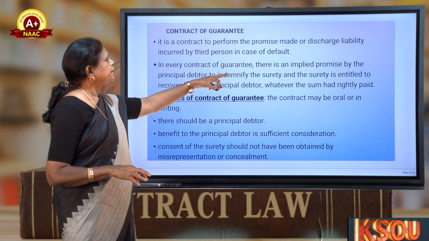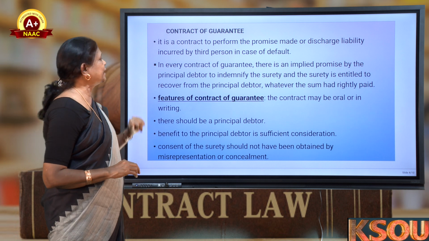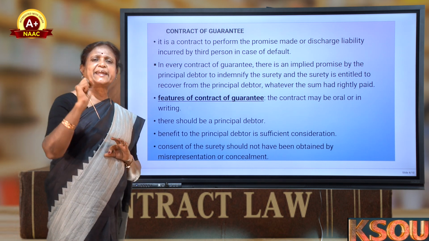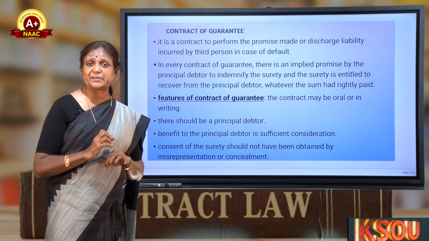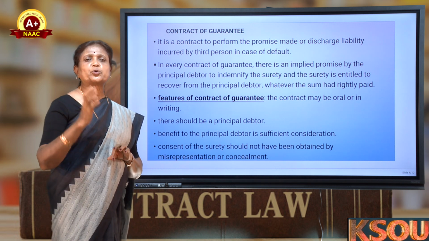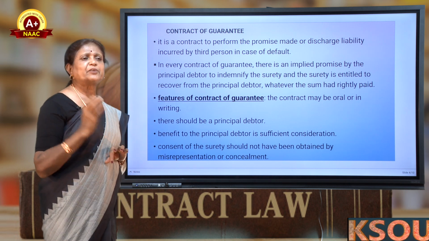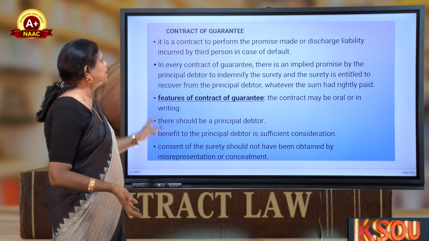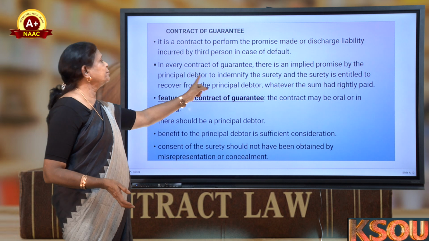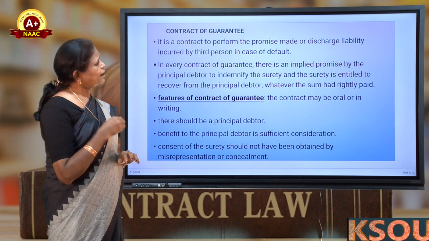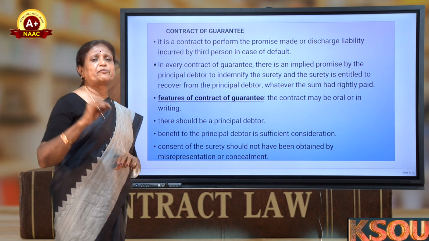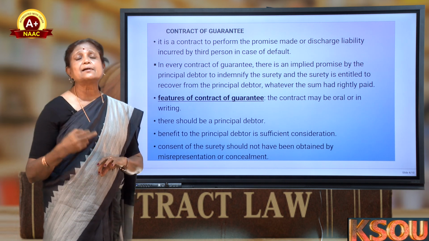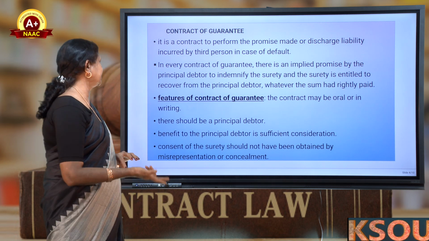So, the implied promise by the principal debtor: if the principal debtor takes some credit from the creditor, and the surety stands in between, if the debtor fails to pay that amount to the creditor, the surety will pay the money. In all these contracts of guarantee, the first liability is always on the principal debtor, and the second is that of the surety.